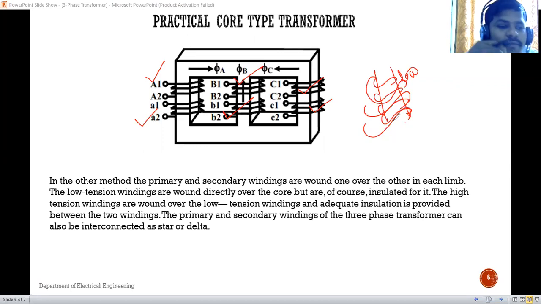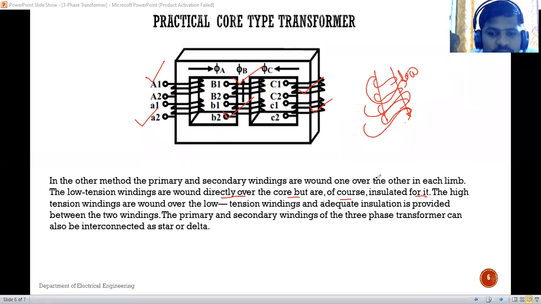Okay, see the low tension winding is wound directly over the core but of course insulated from it, and the high voltage or high tension winding is wound over the low tension winding. लो व्होल्टेज वाइंडिंग वरती काय करतो आपण? हाय व्होल्टेज वाइंडिंग वुंड करतो, and adequate insulation is provided. That means without insulation we are not constructing. Each and every winding is insulated from each other. Each and every winding is insulated from the core also.